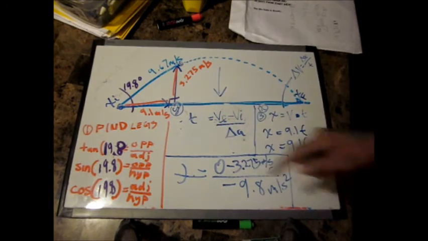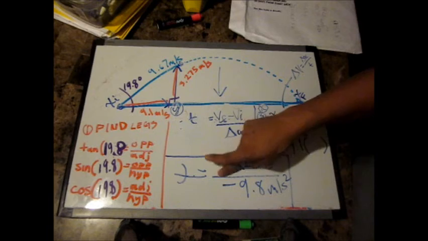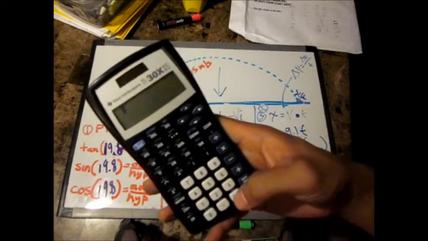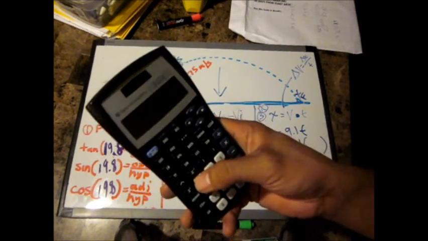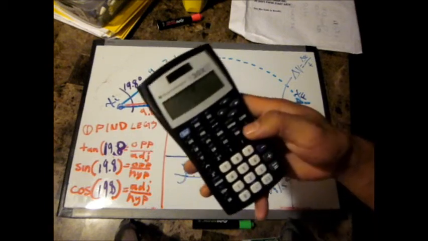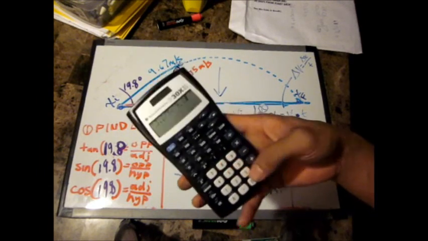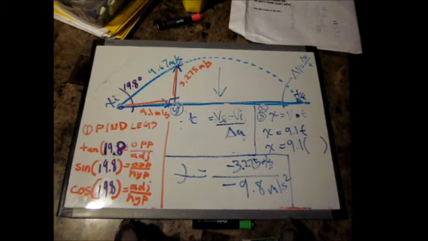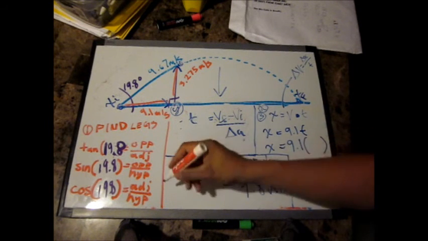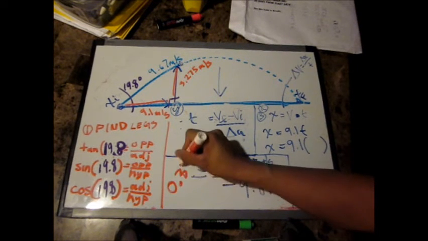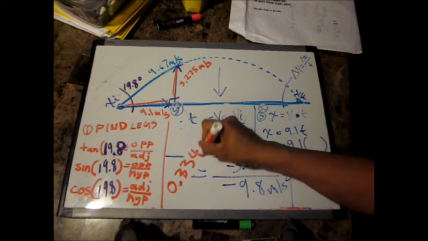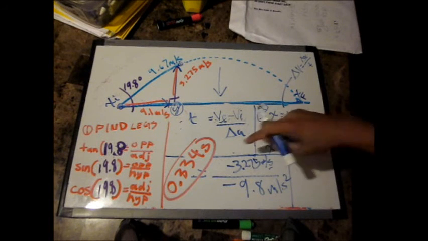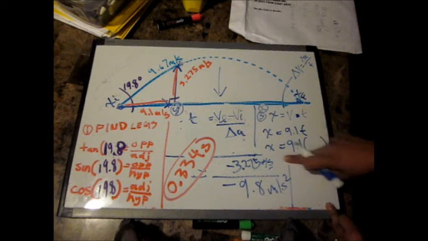We have 0 minus 3.275, which obviously is negative 3.275. So let's put that in the calculator. Negative 3.275, and then what we're going to do is divide by negative 9.8. And what that equals out to is 0.334 seconds. And that becomes an important value again. So our time total is 0.334 seconds.